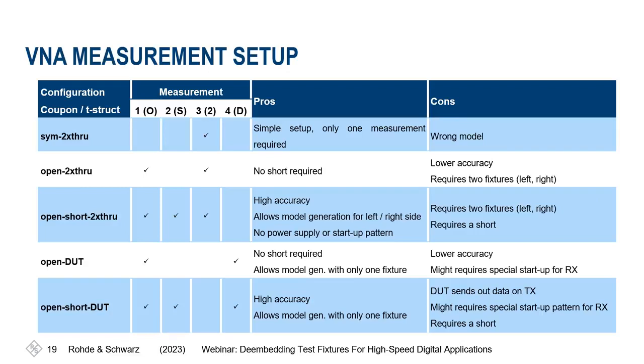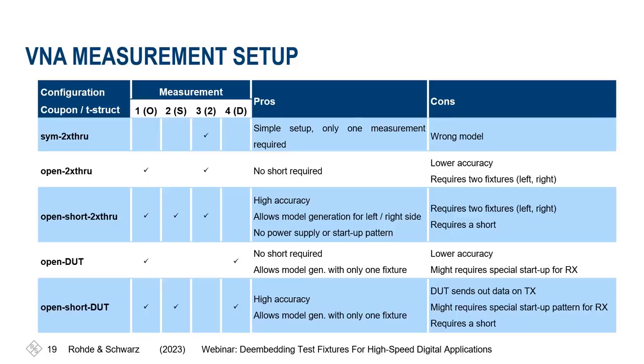And similar to the next part, we now abandon the 2x through. We go to the open DOT, using an open measurement and the DOT. No short is required, and this allows the model generation with just 1 fixture. A little bit lower in accuracy, it might require a special startup for the receive side if you look into that.